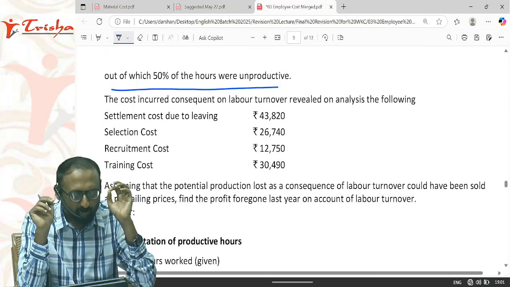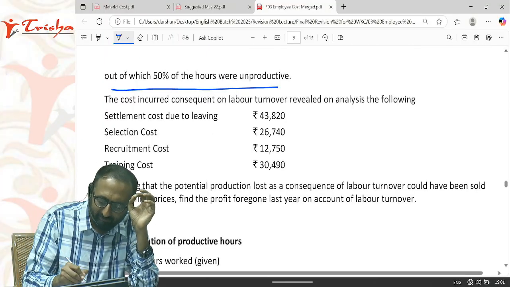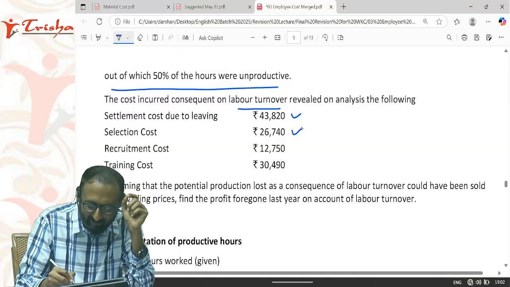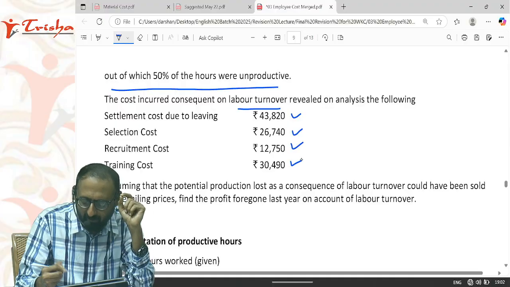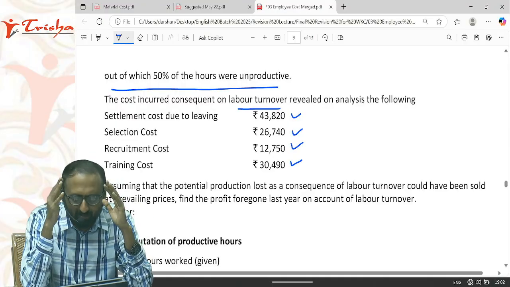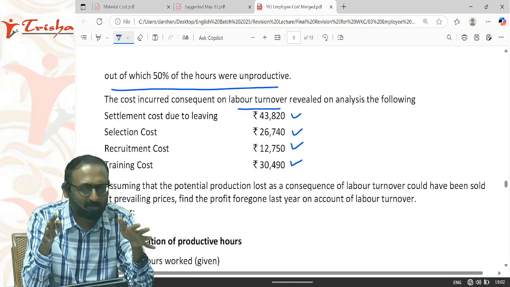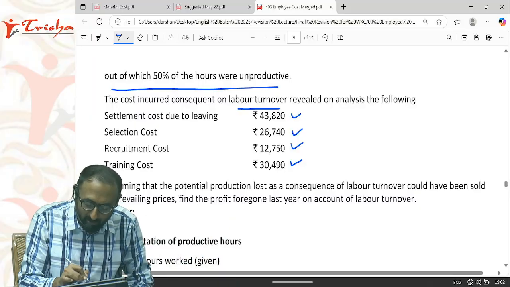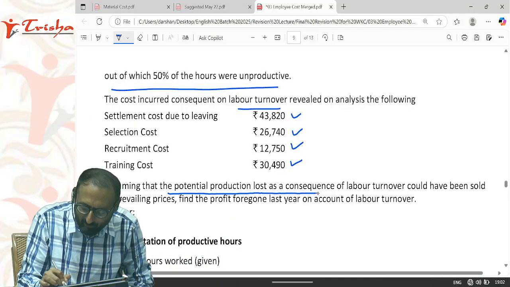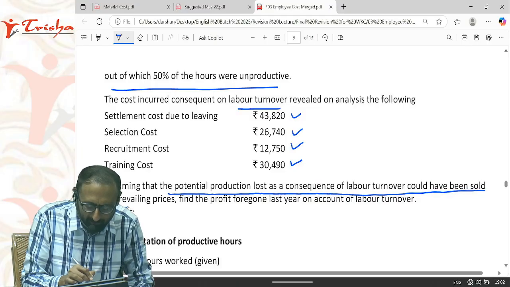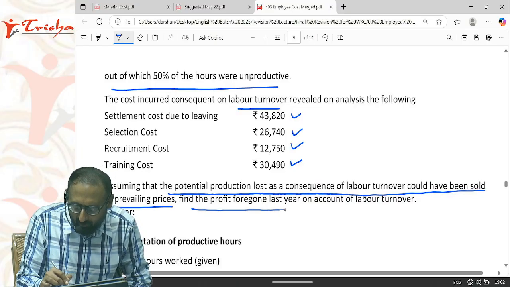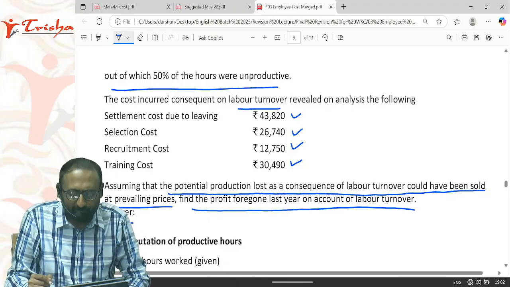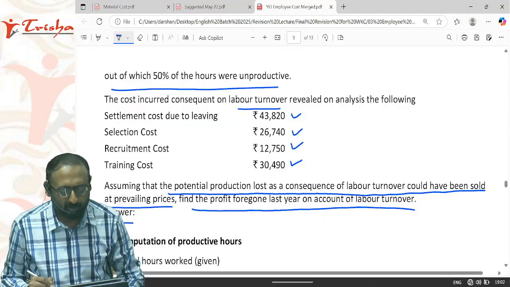Next one. Following cost is incurred in consequence of the labor turnover: settlement cost, selection cost, recruitment cost, and training cost. I already told you that these costs will be incurred in addition. Assume potential production loss due to labor turnover could have been sold at the prevailing prices. Find the profit forgone last year on account of the labor turnover.